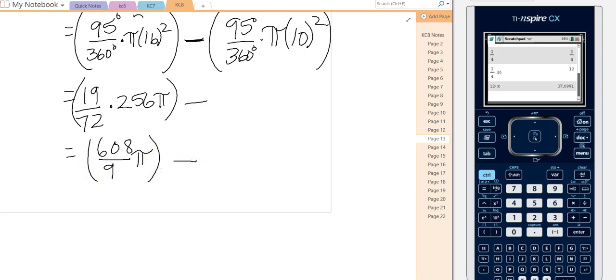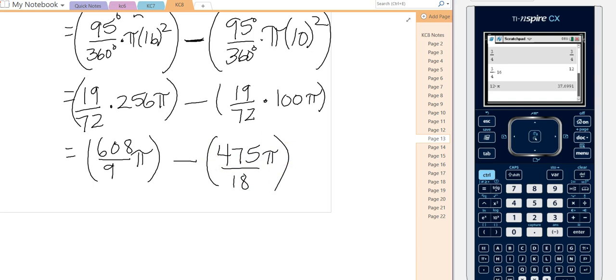I still need to subtract the region that's not shaded, so I'm going to simplify the other sector. Again, 95 over 360 is the same fraction, so it's going to be 19 over 72 times pi r squared. Our radius was 10, so 10 squared is 100 pi. When I multiply 19 over 72 times 100, I get 475 pi over 18.